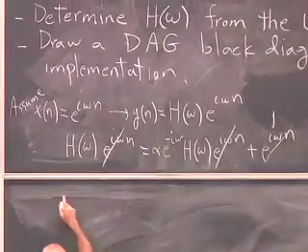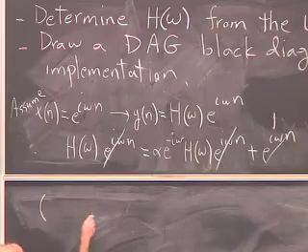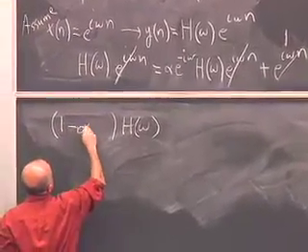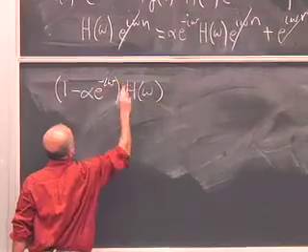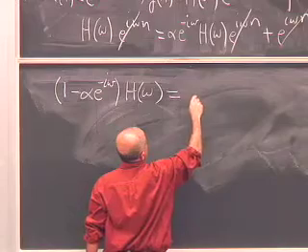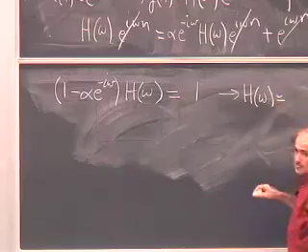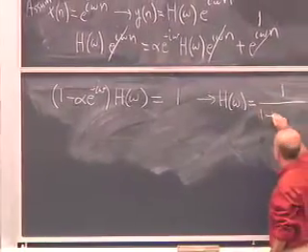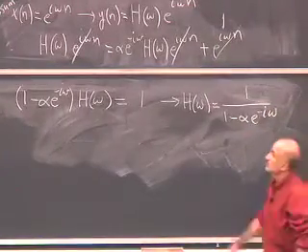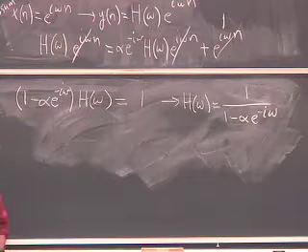And what do you have now in terms of H of omega? Group all the H omega terms together. And so H omega is 1 over 1 minus alpha e to the minus i omega, and this is exactly what we had up here. Okay, so the frequency responses are the same.